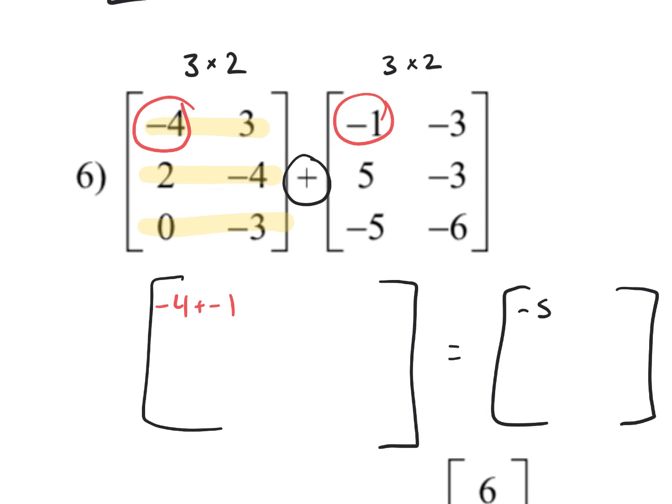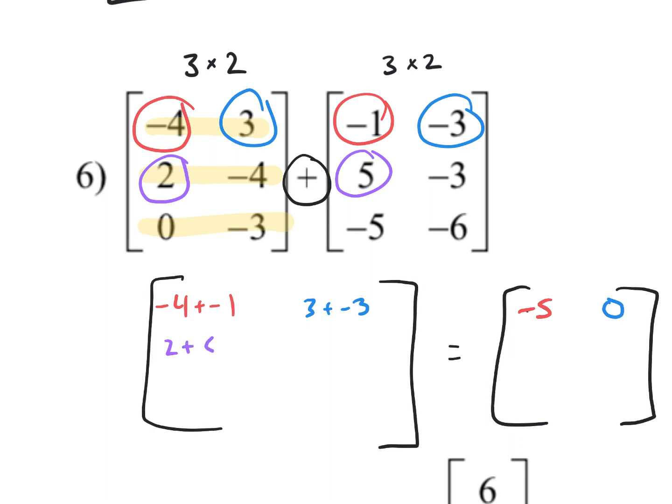-5, because they're both negative. Next, what do we add? 3 is -3. So 3 plus -3. What's 3 plus -3? 0. What do we add next?